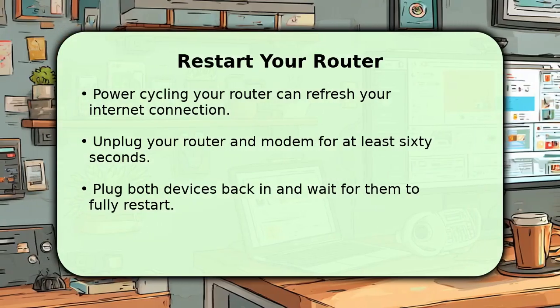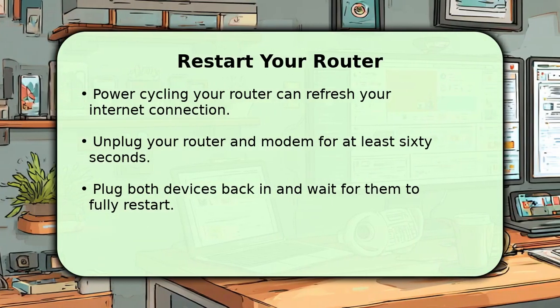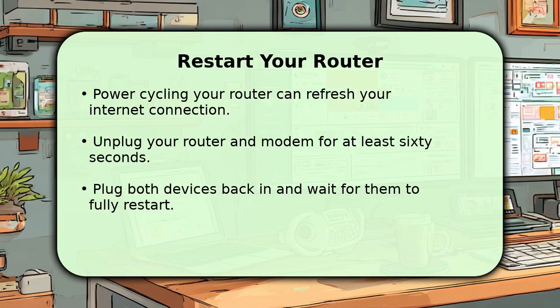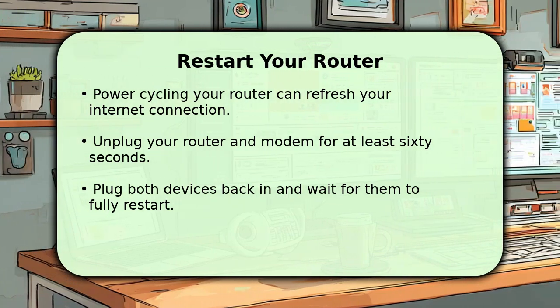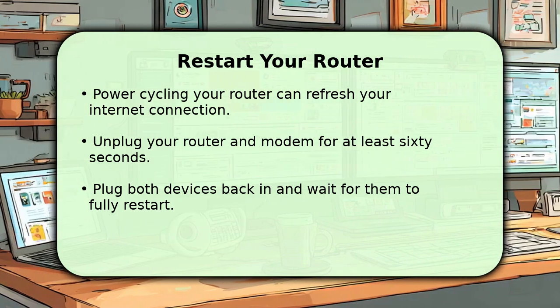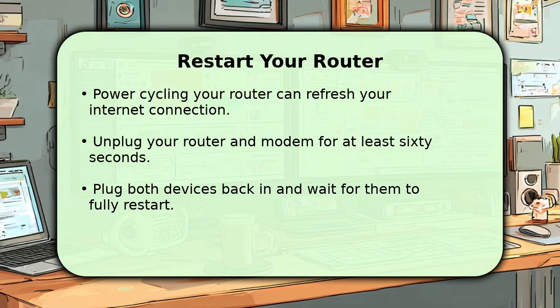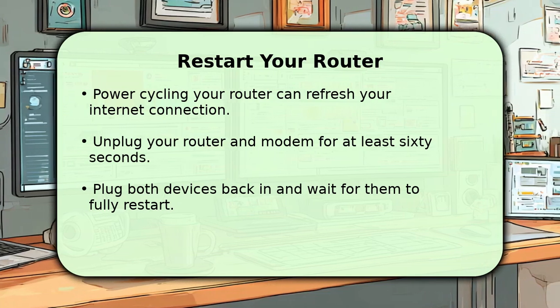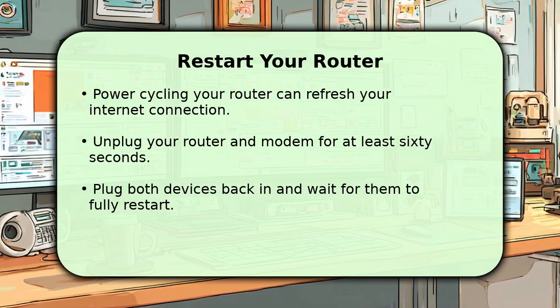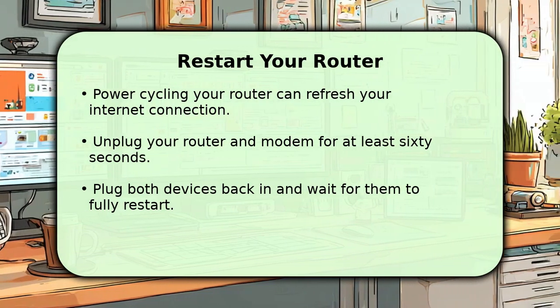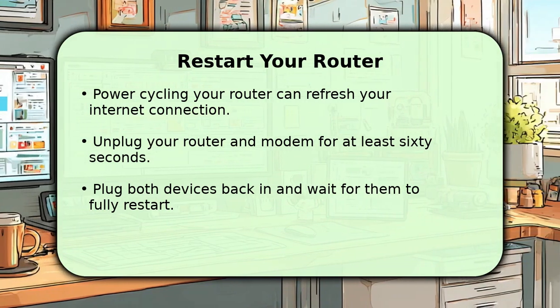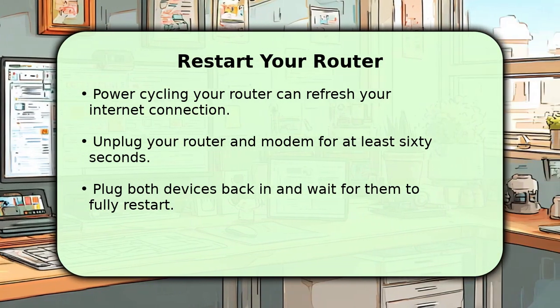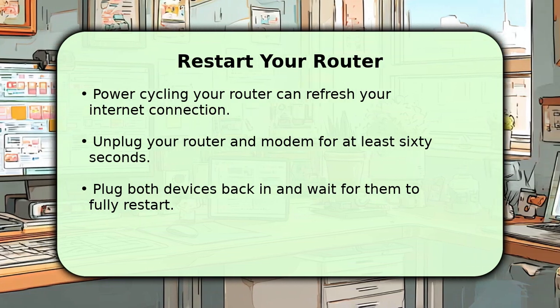A simple yet effective first step is to restart your home network equipment. Go ahead and unplug your internet router and modem from their power outlets completely. Wait for about 60 seconds, giving them enough time to fully discharge. Then, plug them back in, allowing both devices to power on and re-establish a fresh connection. This process can clear many temporary network glitches.